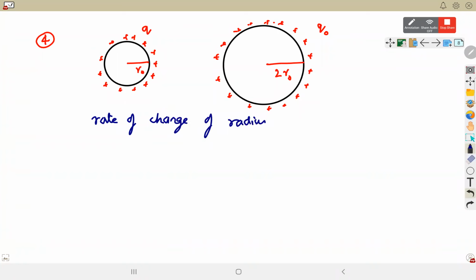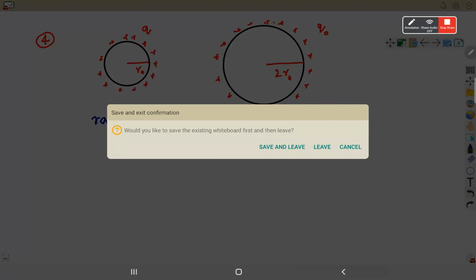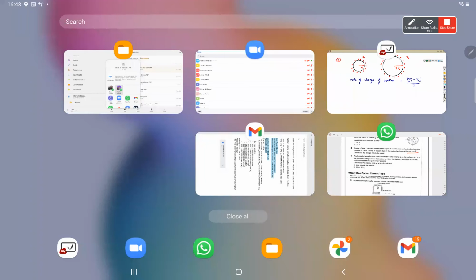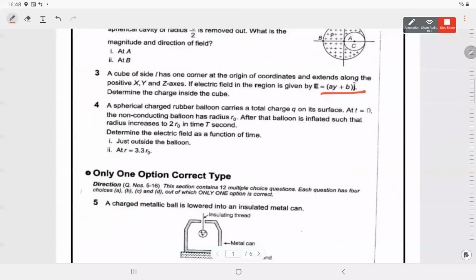Because charge is placed on the surface, the total charge is the same. At any time the electric field will be kq by r square. We just need to calculate r as a function of time. Rate of change of radius is 2 r naught minus r naught divided by time capital T. This question you can see in your own PDF. It says that its initial radius is r naught and the balloon is inflated such that radius increases to 2 r naught in a time capital T second, r naught to 2 r naught in a time of capital T second.